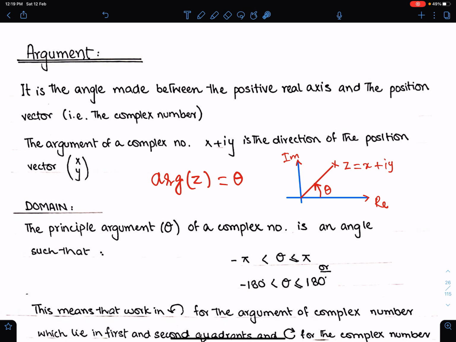The domain of the argument. The principal argument theta of a complex number is an angle such that this is the standard domain. In radians, theta lies between minus pi exclusive and pi inclusive, whereas in degrees, theta lies between minus 180 exclusive and 180 inclusive.